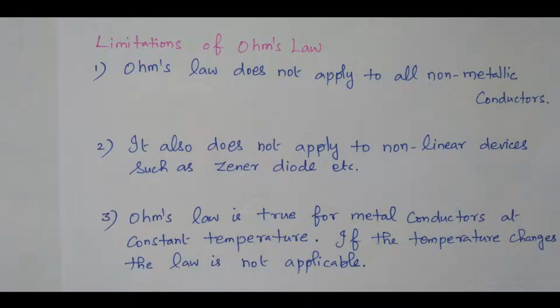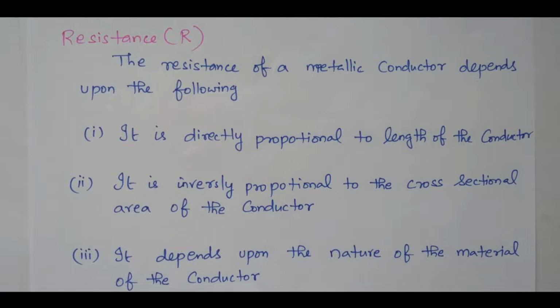Now we'll see resistance and resistivity. One more term is available, resistivity. We'll see it now. We'll see this resistance. What are the properties of the resistance? Resistance of a metallic conductor depends upon the following. The resistance of any metallic conductor has the following properties. One is directly proportional to the length of the conductor. The resistance is directly proportional to the length of the conductor. If length increases, the resistance also increases.